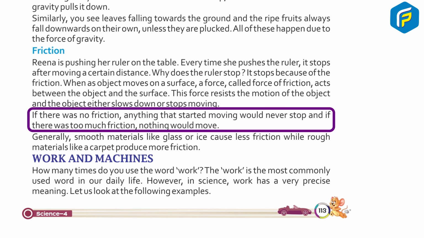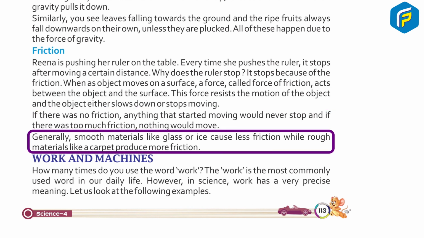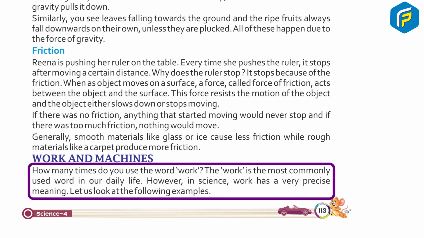If there was no friction, anything that started moving would never stop, and if there was too much friction, nothing would move. Generally, smooth materials like glass or ice cause less friction, while rough materials like a carpet produce more friction. Work and machines. How many times do you use the word work?